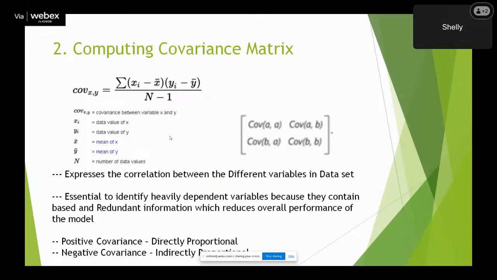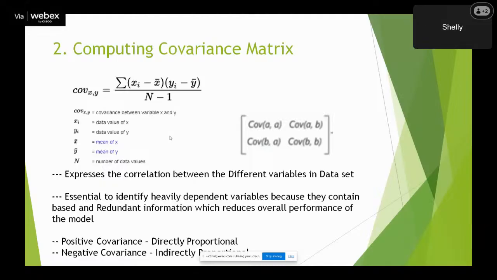Now the second step is to compute the covariance matrix. Once you standardize the data, the simple formula for the covariance is: covariance of x, y is equal to the summation of (xi minus the mean of x) times (yi minus the mean of y), divided by the number of values minus 1. That's simply the covariance between the variables x and y, right? The formula has been picked up as it is from the reference, and we'll use the same covariance formula for this purpose as well.